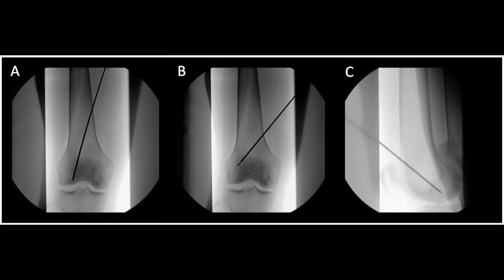Image A and B show the anterior-posterior view of the biologic route, and image C shows the lateral view of the biologic route on fluoroscopy.